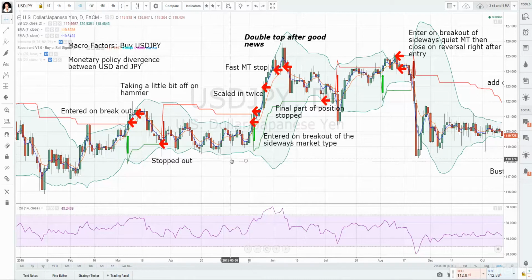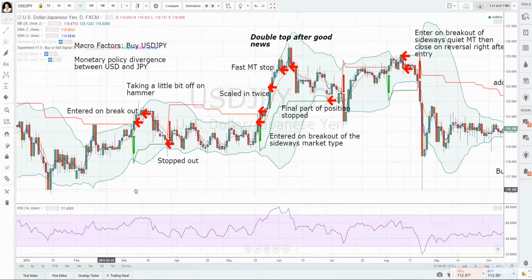Just going to take you through the USD yen trades from 2015. So starting over here in March, we see the market type is a little bit choppy, but I'm looking long, and the reason I'm looking long is one, fundamentally, there's monetary policy divergence between USD and yen, and there's also a variety of other factors why I like USD strength as well. But basically there's very strong reasons for buying USD against the yen.